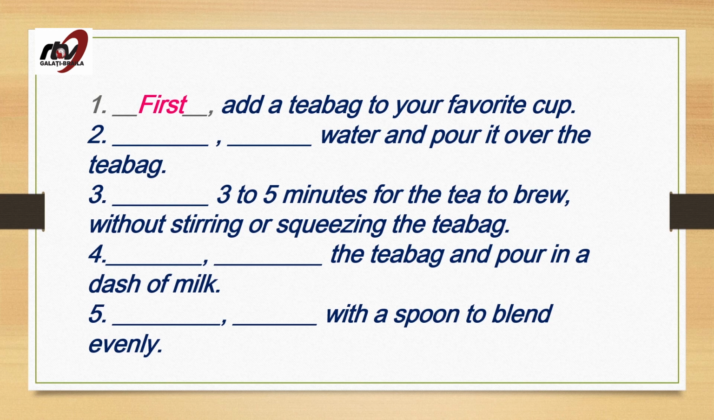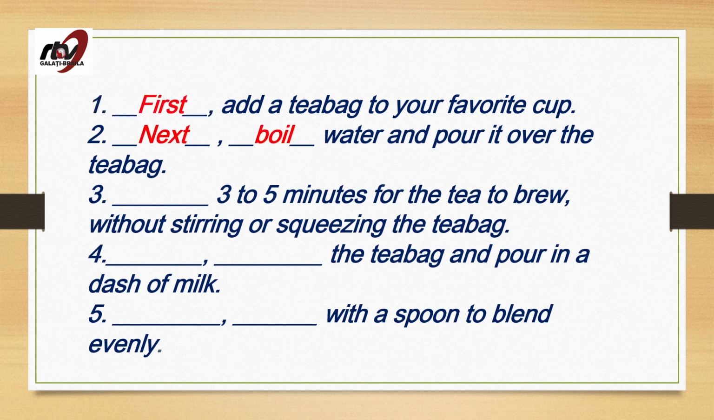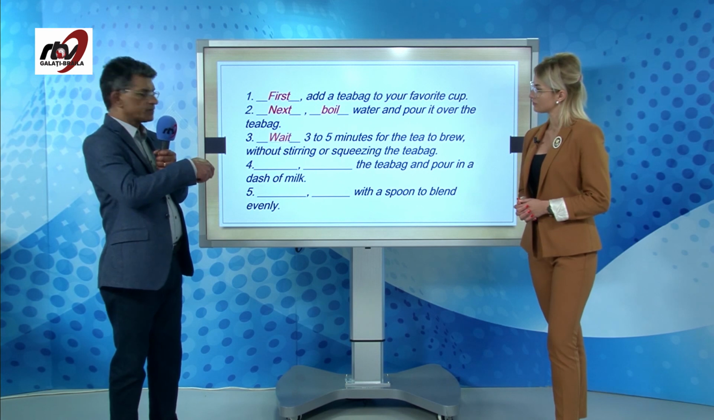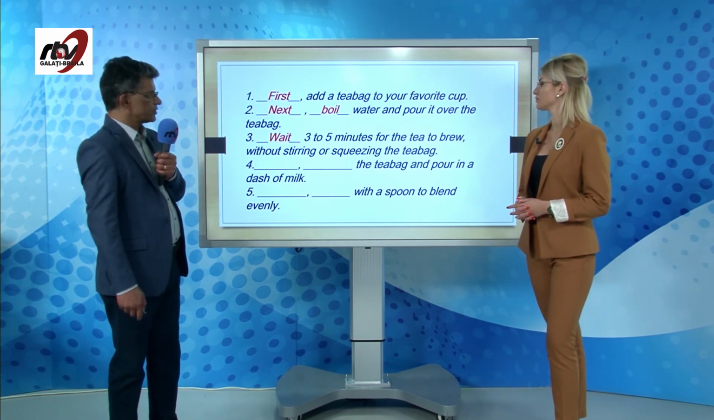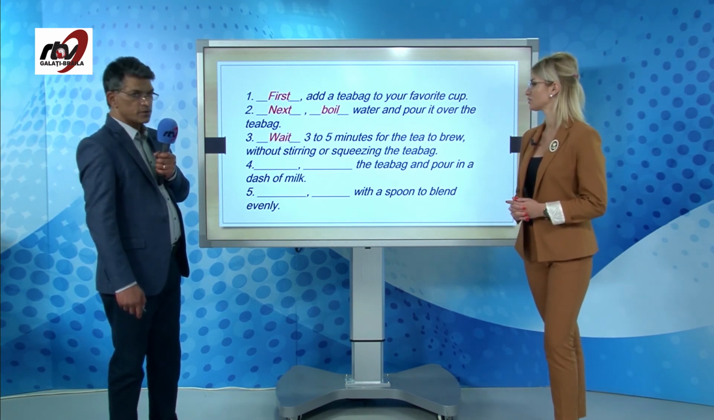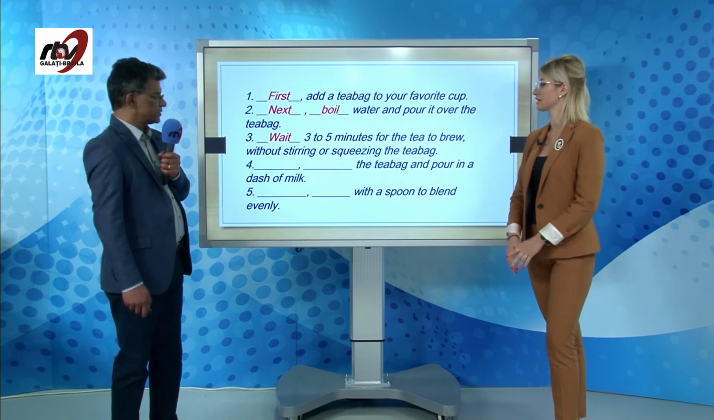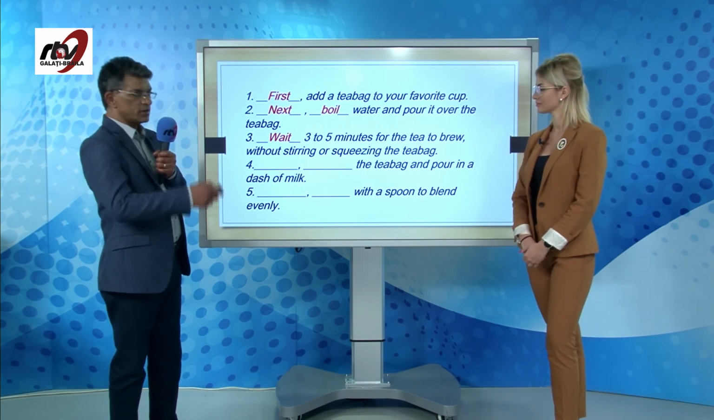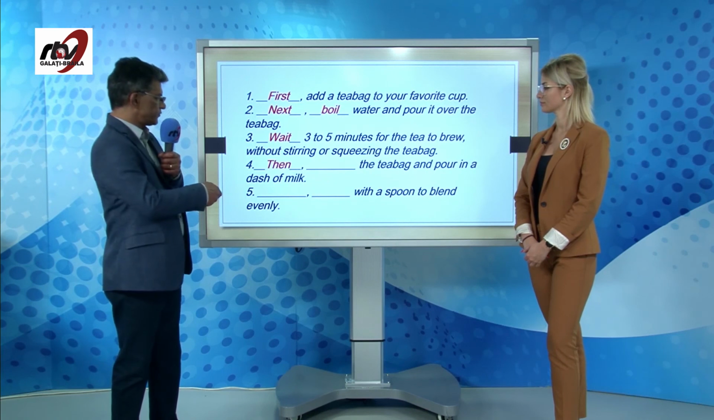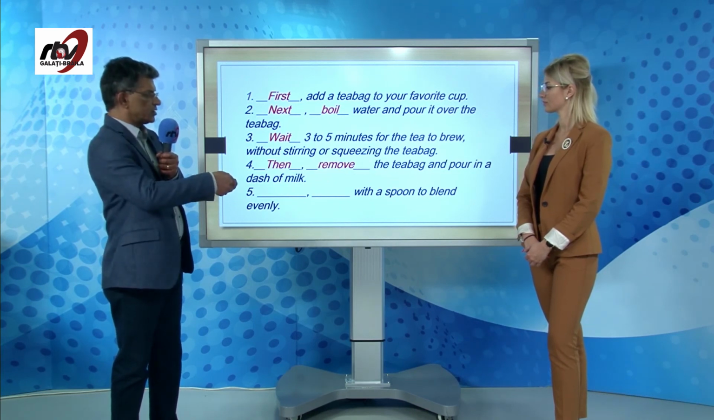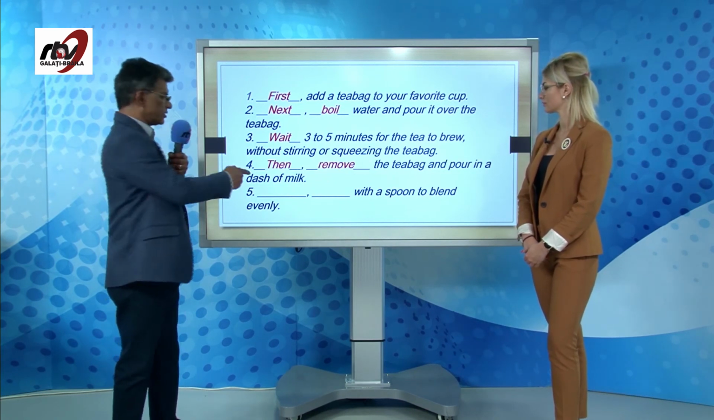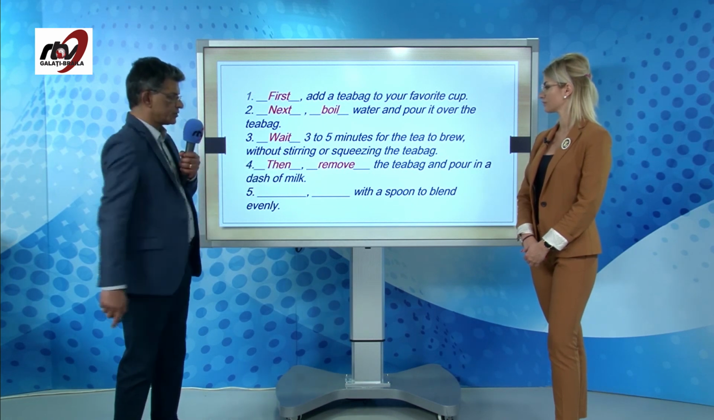Then we need another sequencer. Next, and we need an imperative. Boil water and pour it over the tea bag. The next one. Wait 3 to 5 minutes for the tea to brew without stirring or squeezing the tea bag. Imperative again. And the fourth one, again an imperative. Then remove, a sequencer and then an imperative.